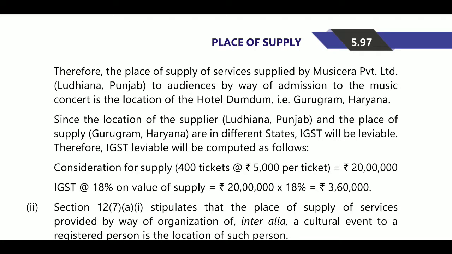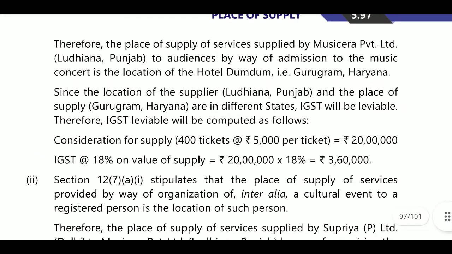He is playing at the hotel. Since the location of the supplier is Punjab and the place of supply is Haryana, which are different states, IGST will be leviable. So IGST will be computed as follows. Consideration of supply: 400 tickets at 500 rupees per ticket, so 20 lakhs will be taxable. IGST at the rate of 18% will be chargeable on the value of supply, 20 lakhs into 18%.